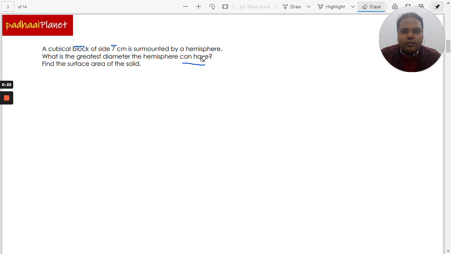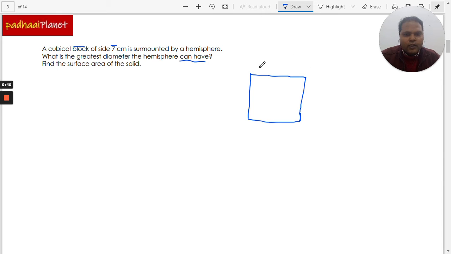Right? So, if we carefully draw the cube here, suppose the cube would look like this if we are opposite to the cube. So this is how the square would look like, and the hemisphere is surmounted on it like this, right? Now what it is saying is that the edge of the cubical block is 7 centimeter. Now the question here is, what is the greatest diameter the hemisphere can have?